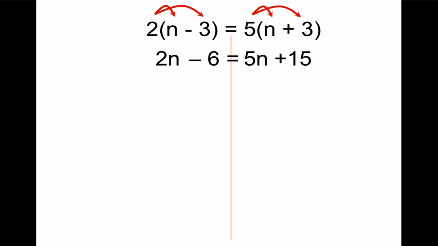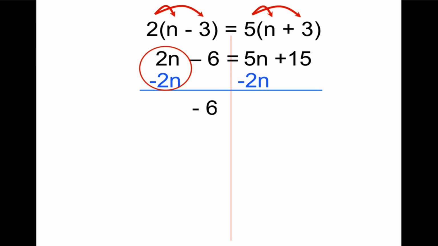So we have 2n on the left and 5n on the right. Which one should we get rid of? That's right, 2n. How do we get rid of that? That's right, subtract 2n on either side. So we have negative 6 on the left. Oh, first of all, a zero pair. Then we have negative 6 equals 5n minus 2n is 3n. Bring down the plus 15.